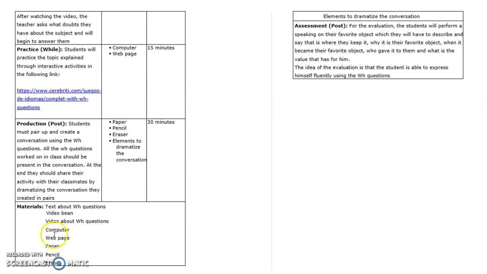The materials that we need for the class are a text about WH questions, a video about WH questions, a computer, a web page, paper, pencil, and eraser.